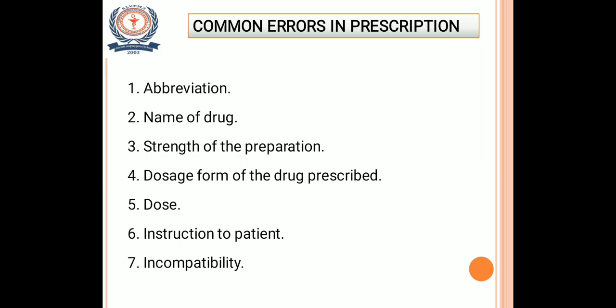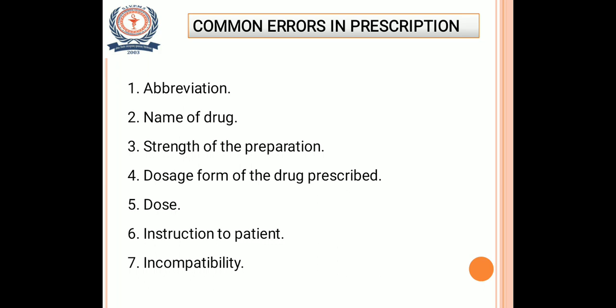Then is the dosage form of the drug prescribed. The same drugs are available in various dosage forms. So it is very essential to mention the dosage form of the drug. For example, one drug will be available in the form of tablet, capsule, suppository, liquid. So pharmacists may get confused about which kind of dosage form is to be dispensed. That's why again it is the duty of the physician to mention the exact dosage form of that particular medicament.